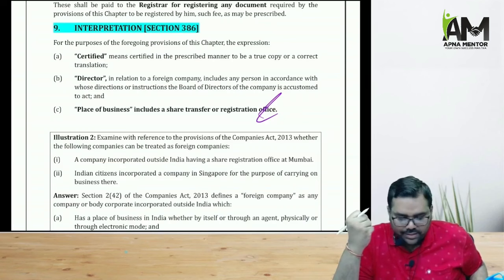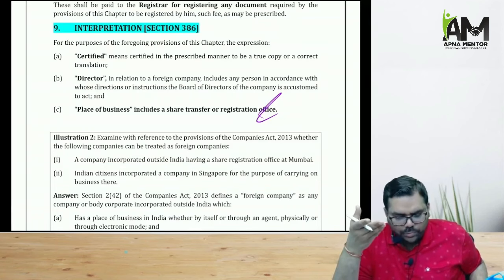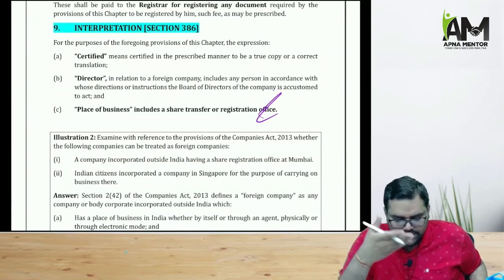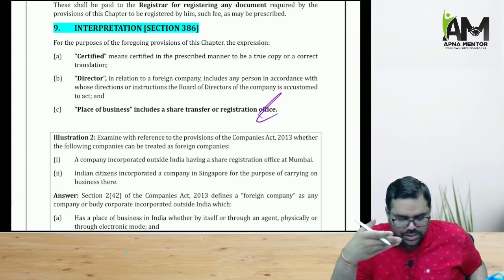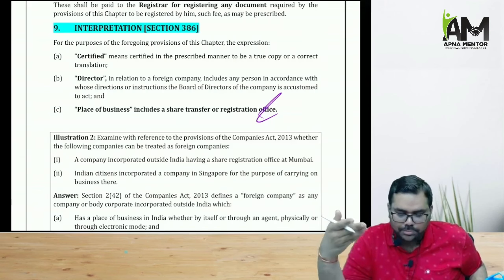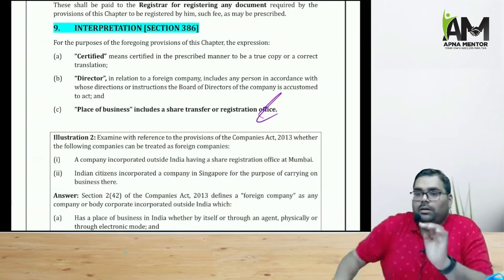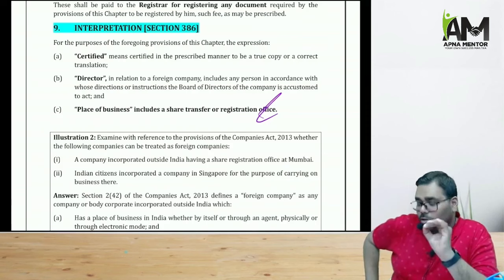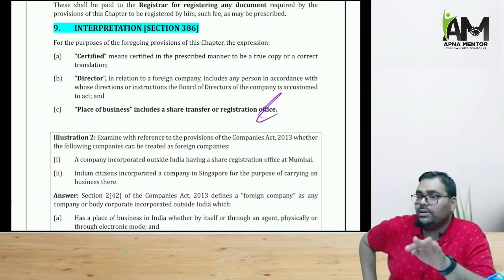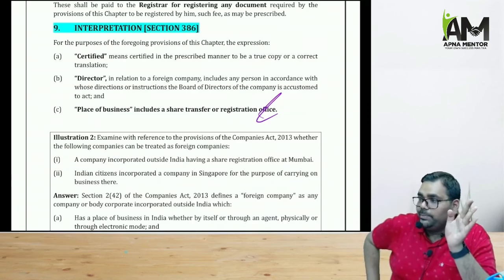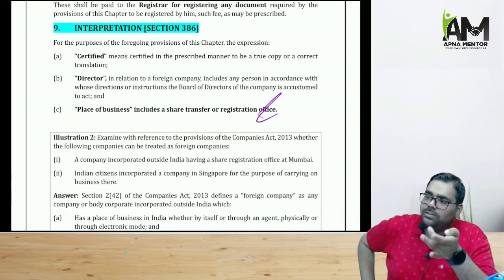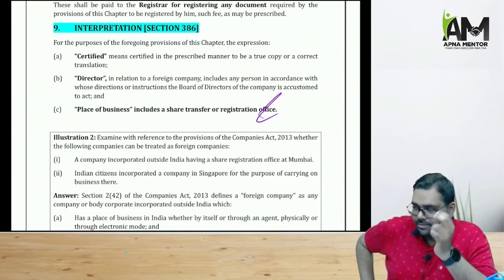Then who is a director? A director means anyone in accordance with whose directions or instructions the board of directors is accustomed to act. Any person whose instructions the board of directors will follow is called a director here.